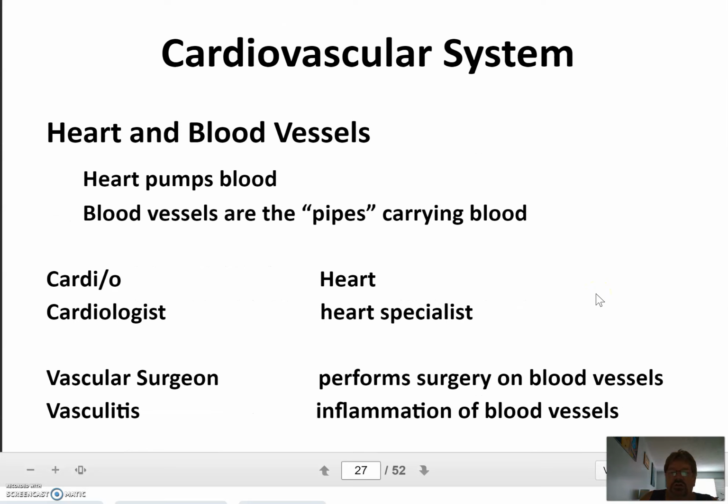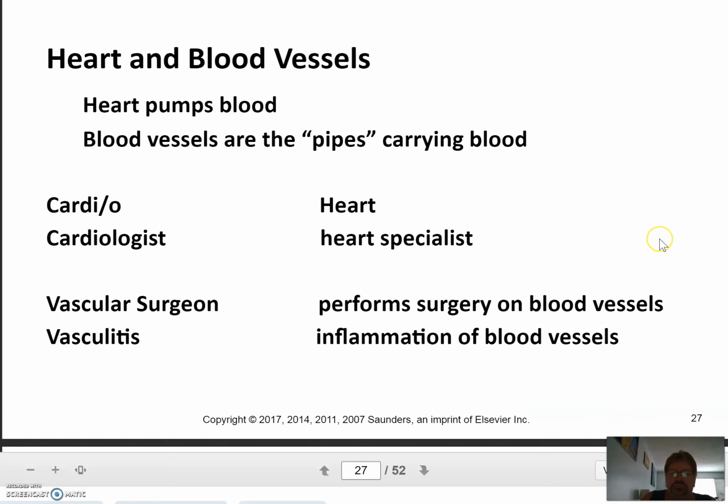Cardiovascular system is the heart and blood vessels. Blood vessels are pipes that carry blood. Cardio, we've already mentioned it several times actually, is the root word for heart. Cardiologist is a doctor who specializes in diagnosing and treating heart problems. Vascular means something to do with the blood vessels. A vascular surgeon performs surgery on blood vessels. Vasculitis, inflammation of the blood vessels.